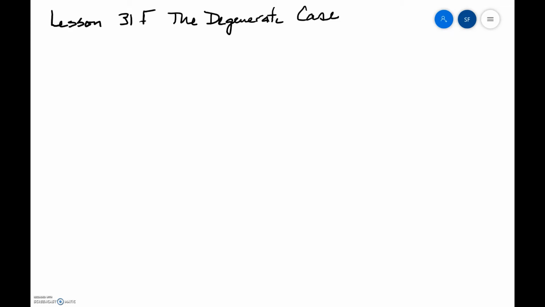Lesson 31F, the degenerate case. So remember back in algebra, when we solved systems of equations, you could find an ordered pair that would make the system true, but it was also possible to have a system where no ordered pair would work, or another system where any ordered pair that worked for one equation would also work for the other. Well, guess what? Since we have systems of differential equations, the same situation is going to happen. So let's look at this example.